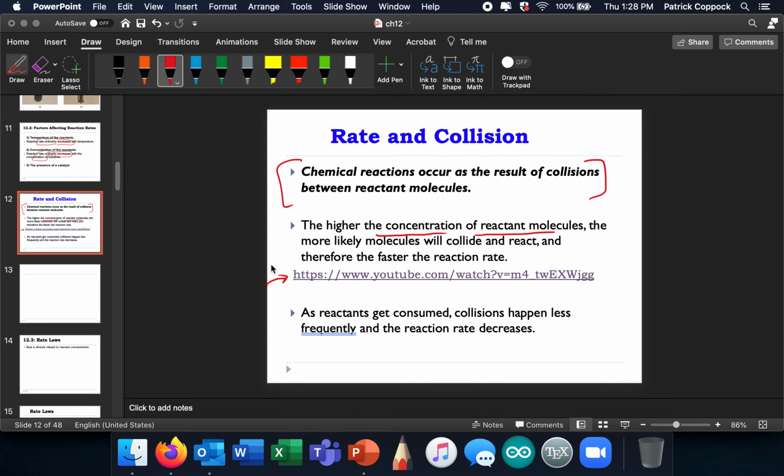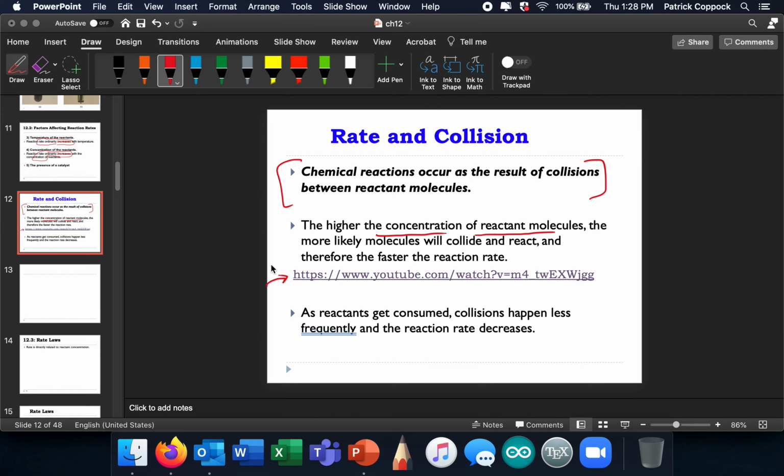I don't think this is clickable on my video, but it's a neat video of someone burning phosphorus in pure oxygen, right? Pure oxygen means, the air that we breathe is not pure oxygen. Like 70% of it is nitrogen, which is unreactive. So if you want to burn something in regular air, it doesn't burn very fast. But in this video, the scientist takes pure phosphorus and burns it in pure oxygen, and it burns really fast. As reactants get consumed, collisions happen less frequently, and the reaction rate decreases, also shown very nicely in this video.